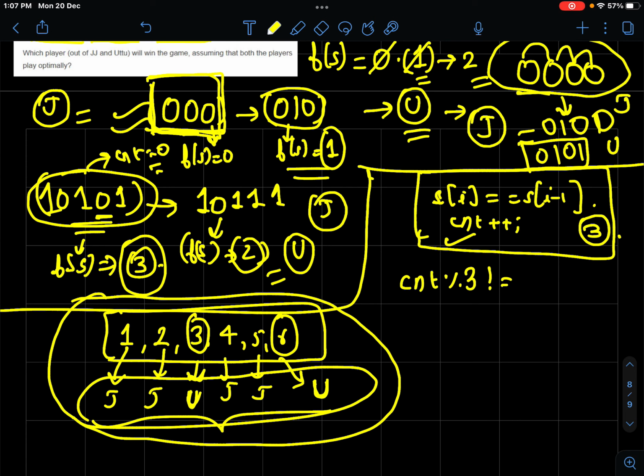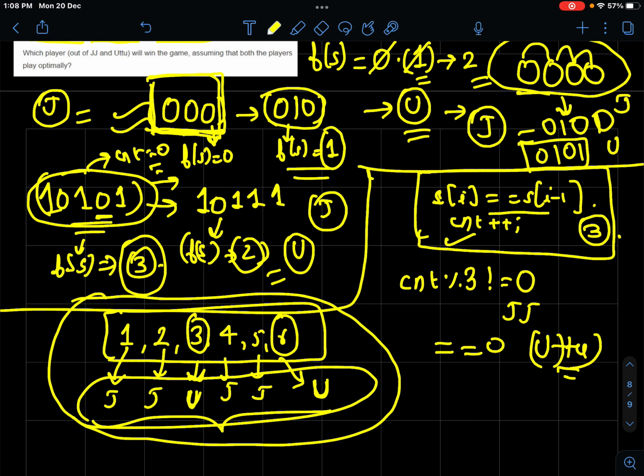So in that case also, JJ doesn't win, Uttu wins, because it is a mod of 3. JJ can't win here because JJ can't make a move here, JJ can't make a move here, so Uttu will win. So no matter whether the elements are adjacent as we are calculating or not, we can count it, and if it is not equal to 0, then we will print JJ, and if it is equal to 0, then we will print Uttu.